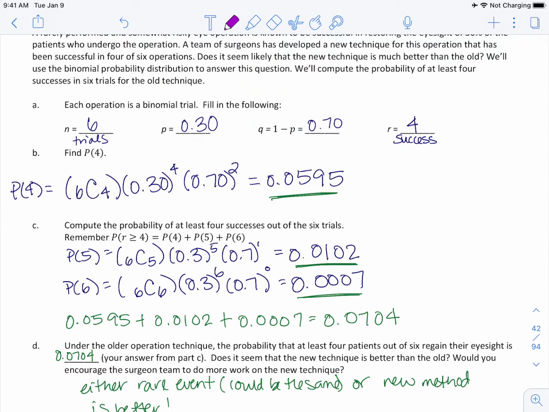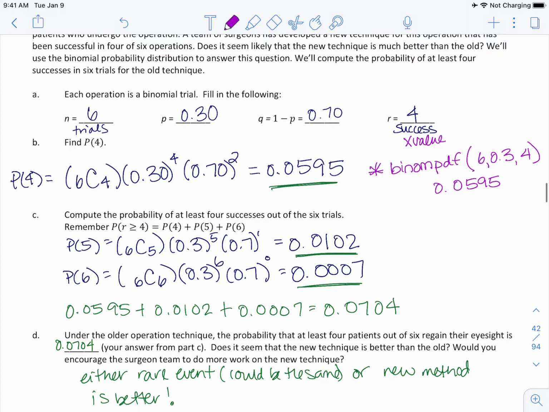So for B here, if I wanted to do this in the calculator, again, 6 is our trials, or our N. 4 is our successes. This is also your X value for the calculator. So if I wanted to do this one, I would do binomial PDF, and then I'm going to put in 6, 0.3, and 4. And that comes out to the same thing, 0.0595.